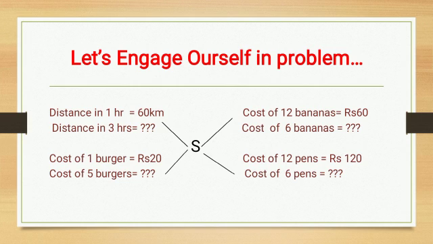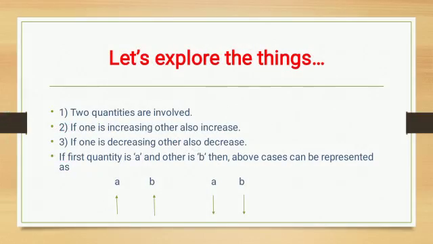we have to explore the things, right? So let us explore what we have got from the last few examples that we have discussed. Just concentrate on the left hand side and the right hand side. Number 1: two quantities are involved. You have gone through all 4 examples, and in all of them you can note that 2 quantities are always involved, right?